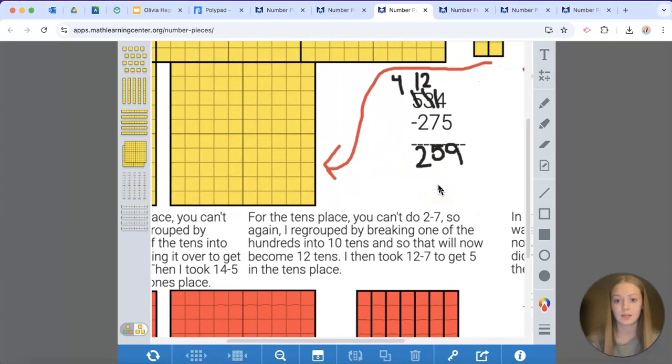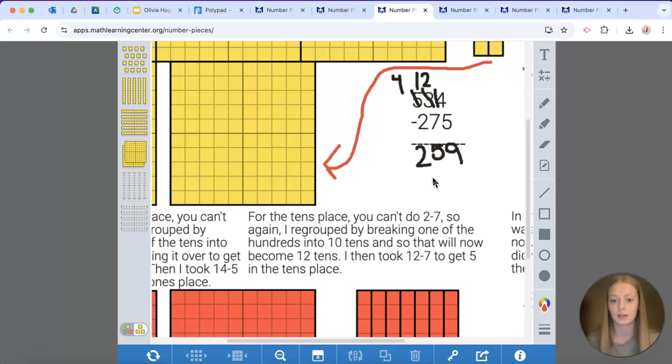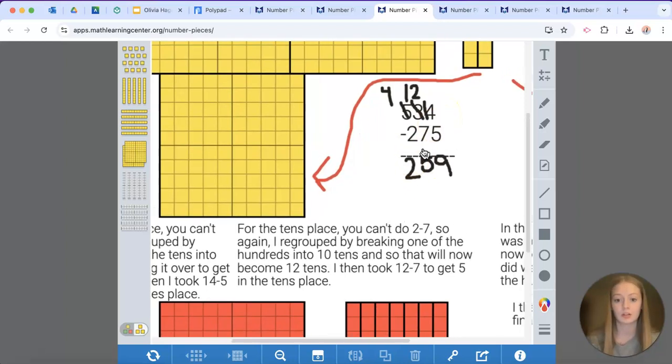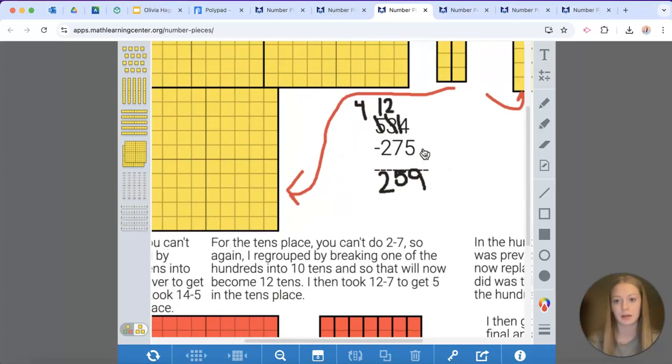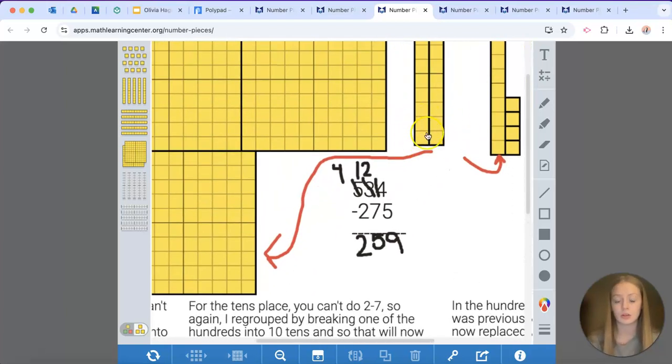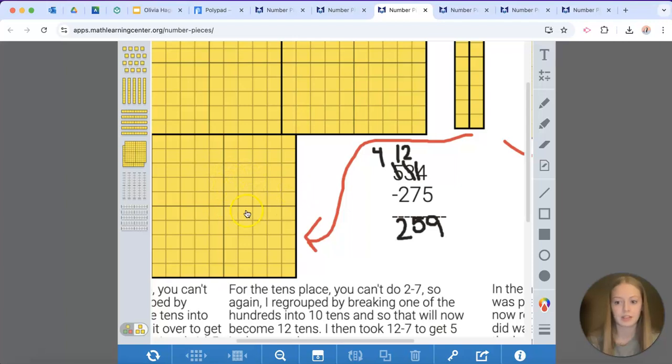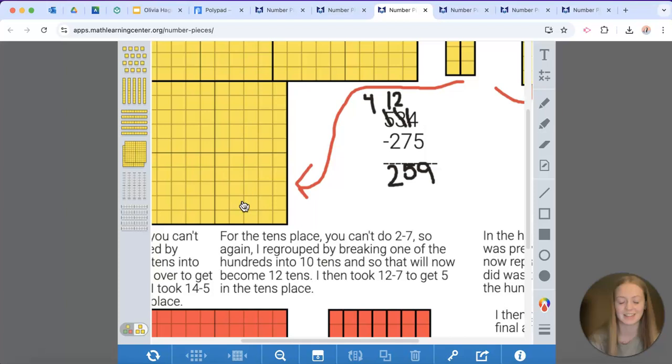For the 10s place, you can't do 2 minus 7. So again, I had to regroup. I broke one of the hundreds into 10 10s. So then that will become 12 10s. I then took 12 minus 7 to get 5 in the 10s place. Again, these 2 10s would join this 10 10s here. So 10 10s plus 2 10s is 12 10s.